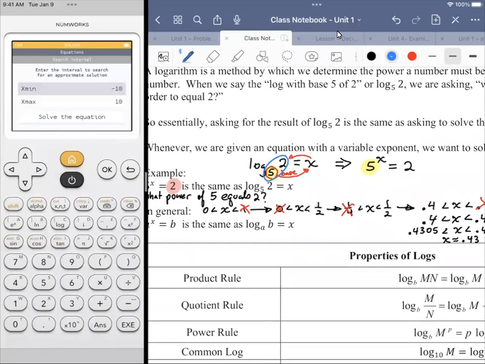So if I say, like I suspected initially, 0 and 1, type in 0 and 1, solve the equation, it'll give you the value. All right. Now, something to be cautious of, if I think the solution is between -1 and 0, which it isn't, no solution found in the interval.